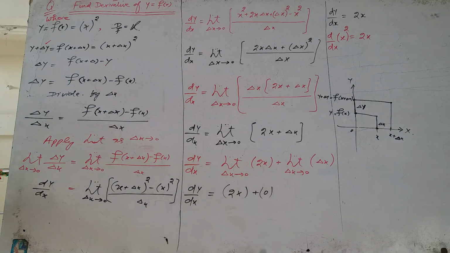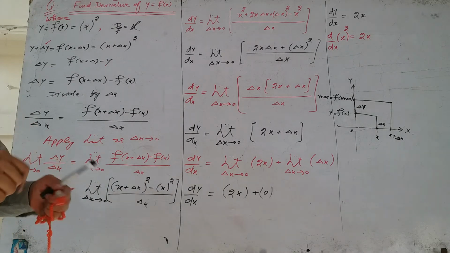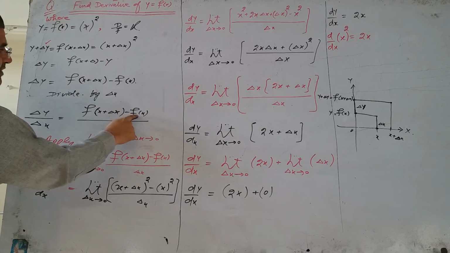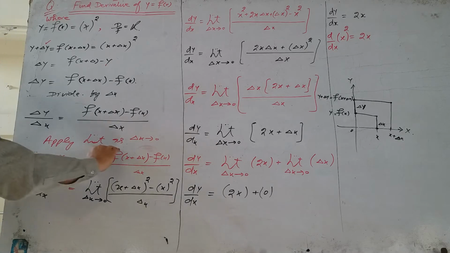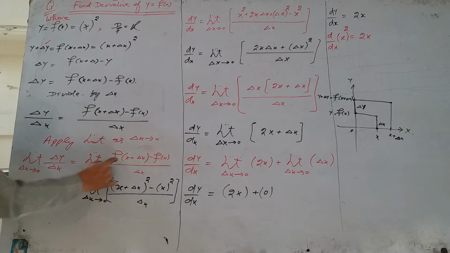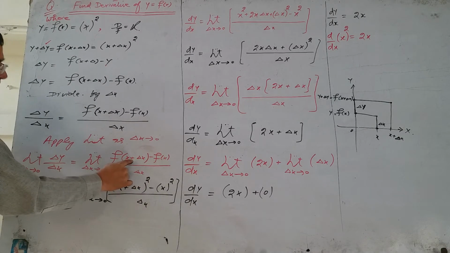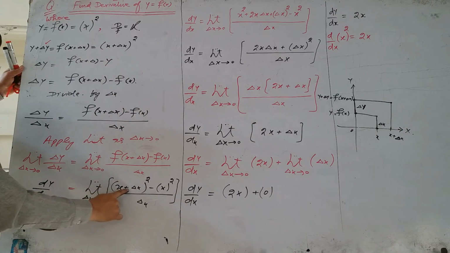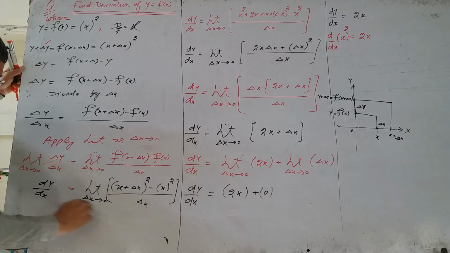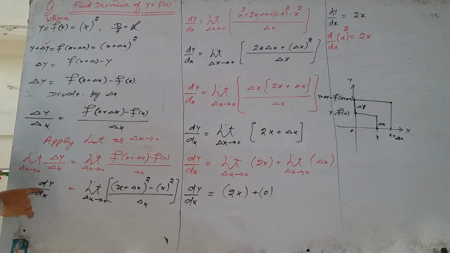Therefore, we calculate the ratio between the change in the dependent variable with respect to the change in the independent variable. We divide this equality by del x: del y divided by del x is equal to f of x plus del x minus f of x divided by del x. And now apply the limit as del x tends to 0: limit del x tends to 0 of del y divided by del x is equal to limit del x tends to 0 of f of x plus del x minus f of x, where f of x plus del x is x plus del x whole square and f of x is x square, all divided by del x. Suppose this limit is denoted by d divided by dx of y.